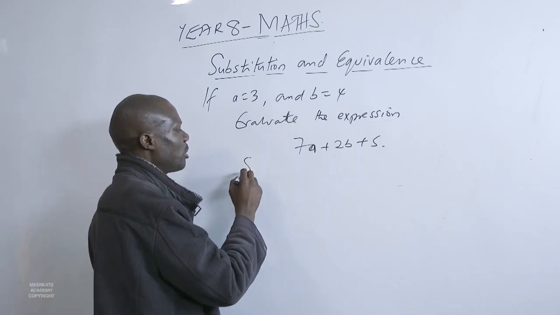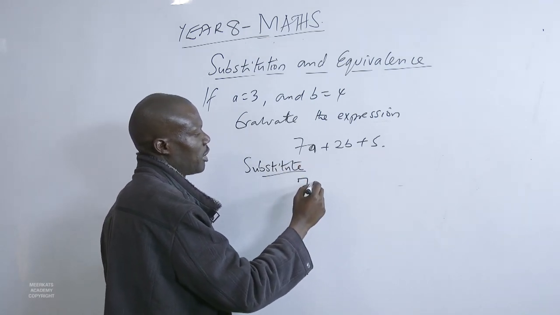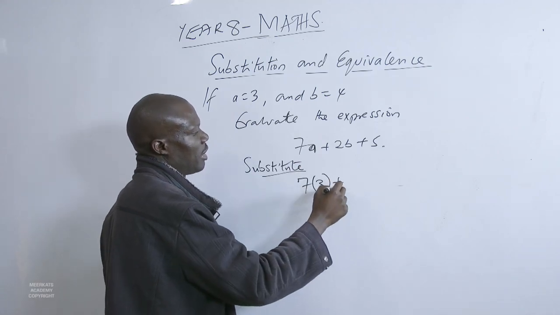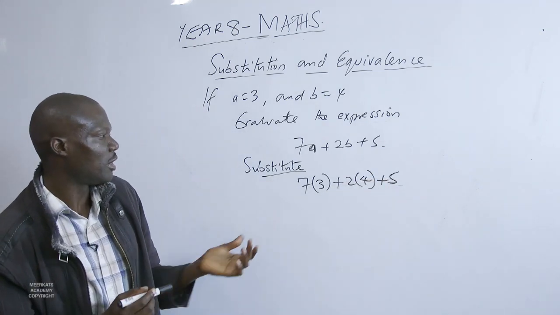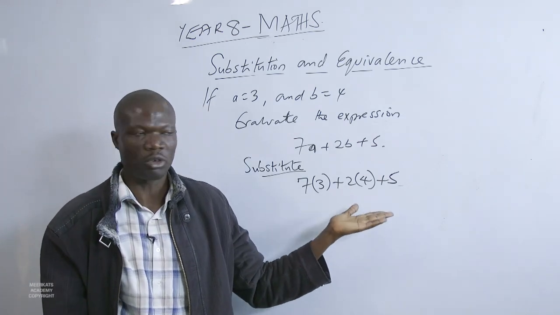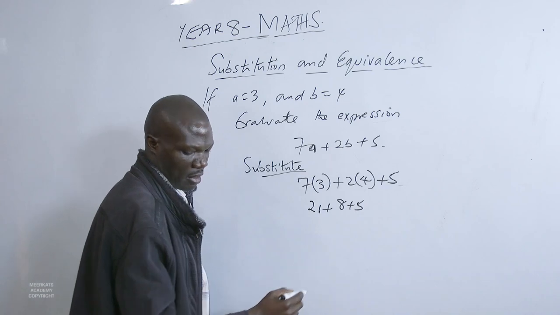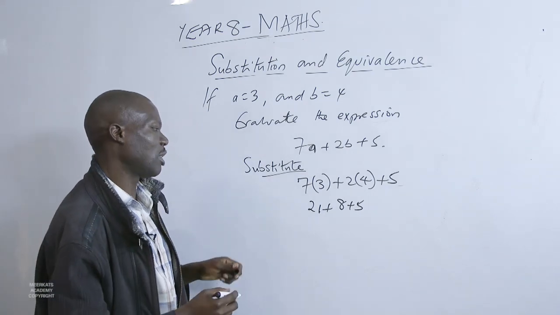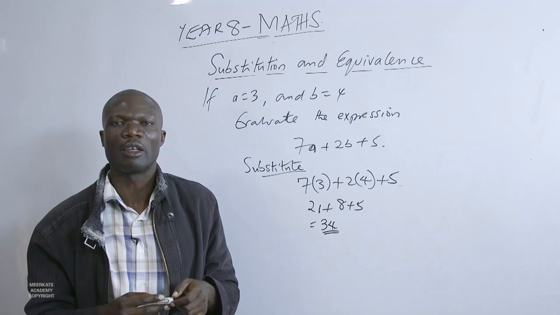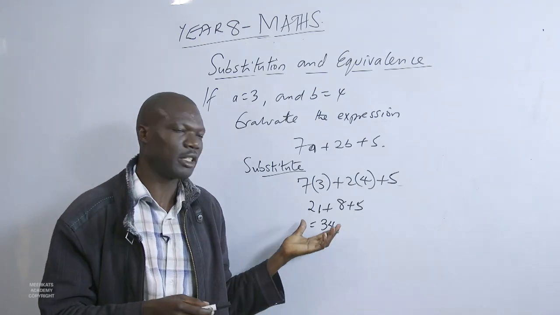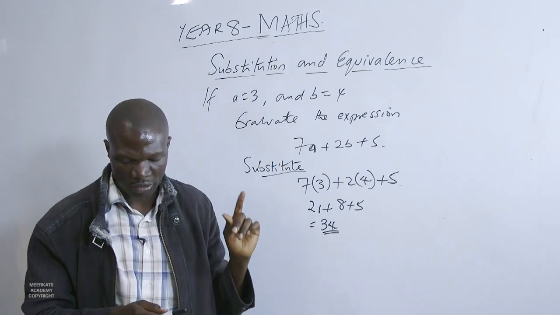So this means where we have A, we replace A with the value 3, and where we have B, we replace it with 4. So this means 7 times 3 plus 2 times 4 plus 5, which gives us 21 plus 8 plus 5. When you work that out, you'll get 34. So we have the final value. We have evaluated this expression by simply substituting the values of the pronumerals.